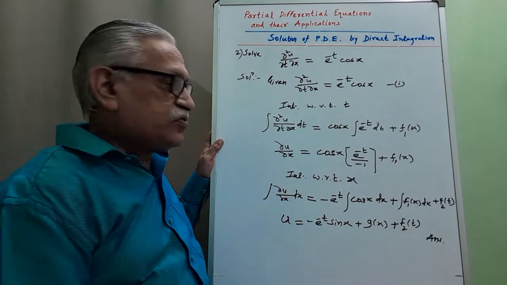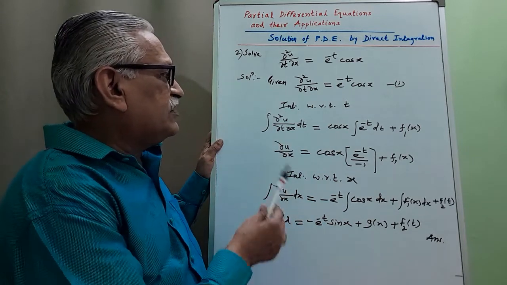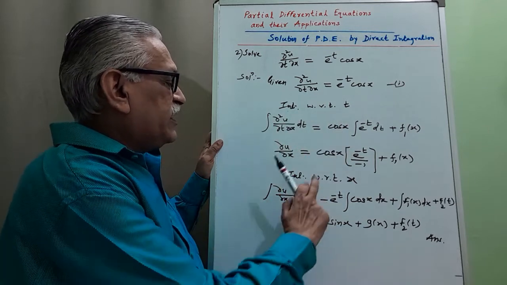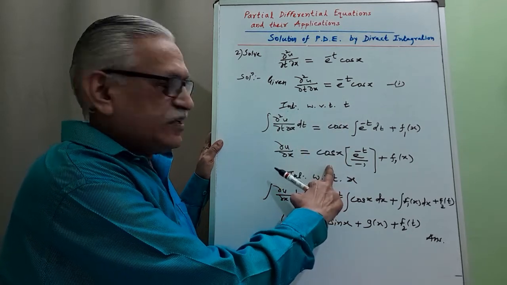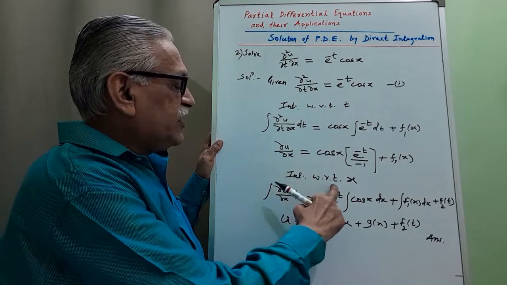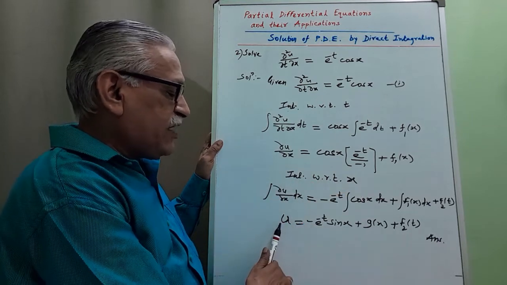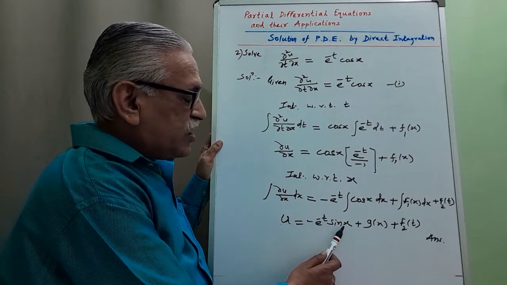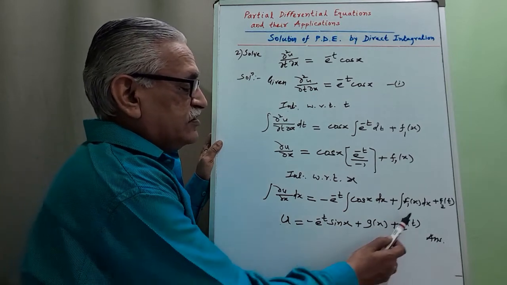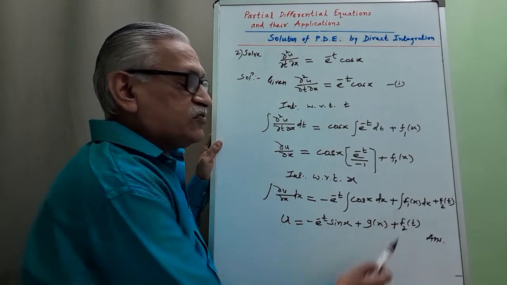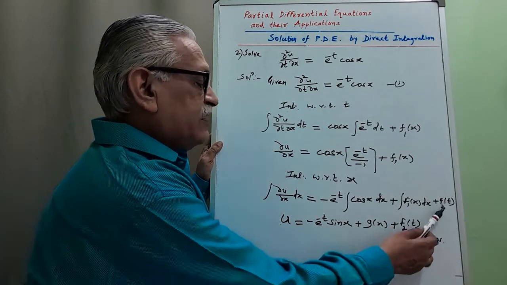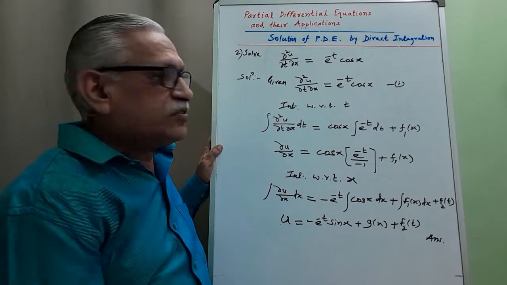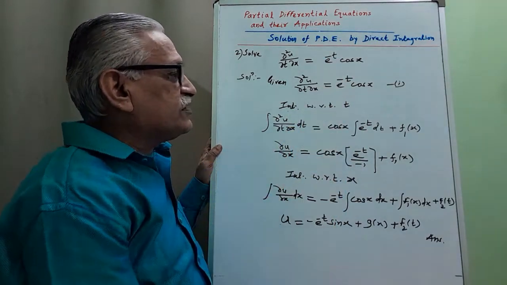Therefore, once again, the steps are: first, integrating with respect to t, we get this step. Then integrate it with respect to x to get the value of u as minus e^(-t) sin x plus g(x), which is the integration of f1(x), and plus constant f2(t) as the required solution of the given differential equation.